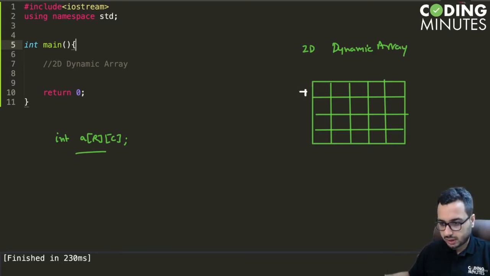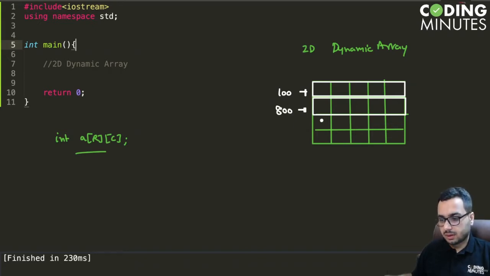So first we will allocate this row and we will store the address. Maybe let's say this address is 100. Then we will allocate this row, and maybe let's say this address is 800. And it is not necessary that they follow the same order. Then we will allocate the next row, and maybe let's say this address is 600. And maybe then we allocate this one, and let's say this address is 1400. The idea is we will iterate over all the rows and we will allocate these rows one by one.